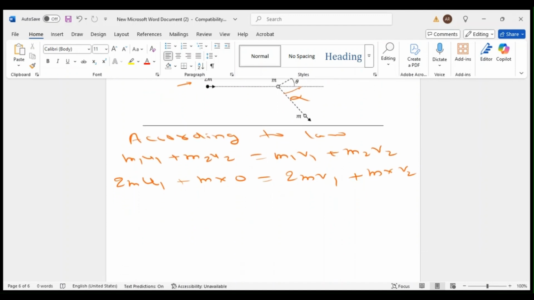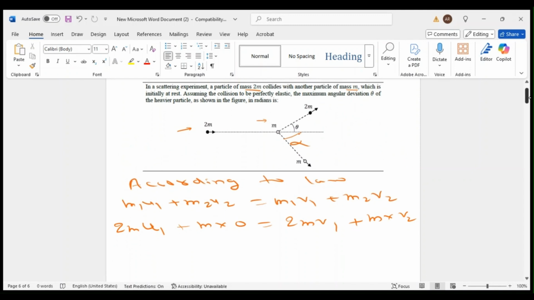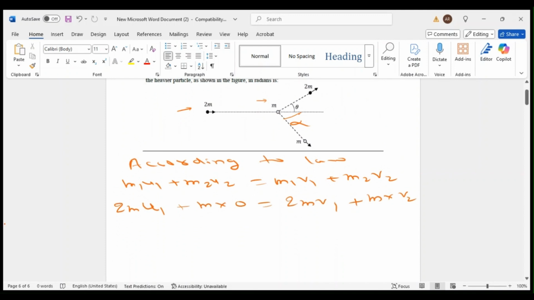Now here we have considered two angles. So we have to first of all resolve the velocity v1 along the x direction and velocity v2 along the x direction. So in the x direction we can write 2m u1 plus 0 is equal to 2m v1 cos theta and m v2 cos alpha.